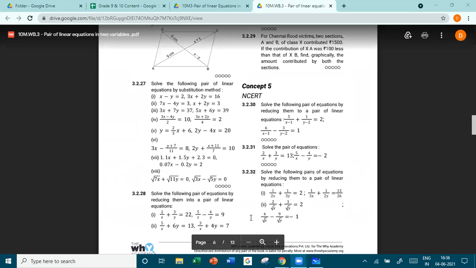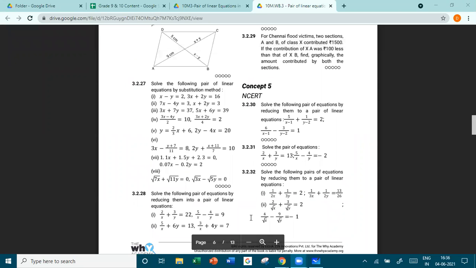Ma'am, what would be for homework? Okay. See, the 32nd question, if you see, has everything in the denominator and in root. So here you substitute 1 by root x as p and solve. In the end, you will have a number and you need to work with a number, so working with roots becomes easier.